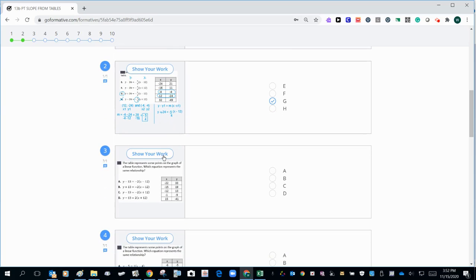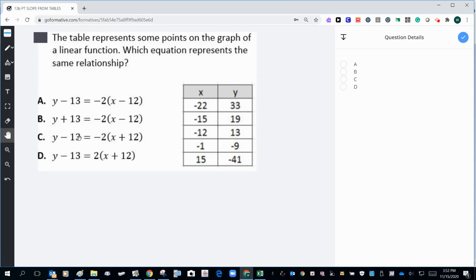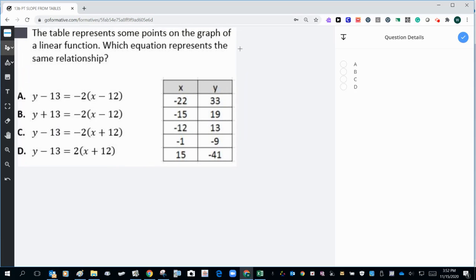Let's do one more problem. Okay, so let me move my problem right here. The problem says the table represents some points on the graph of a linear function. Which equation represents the same relationship? So same type of problems. Here I have my multiple choices. Here I have my table.